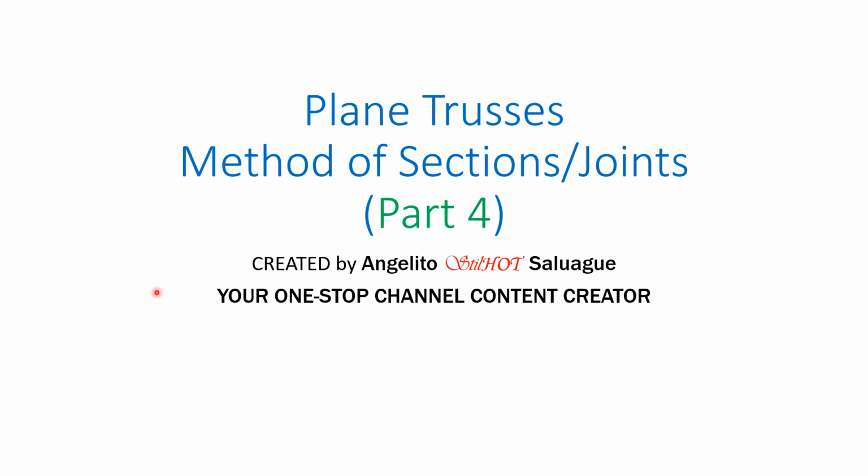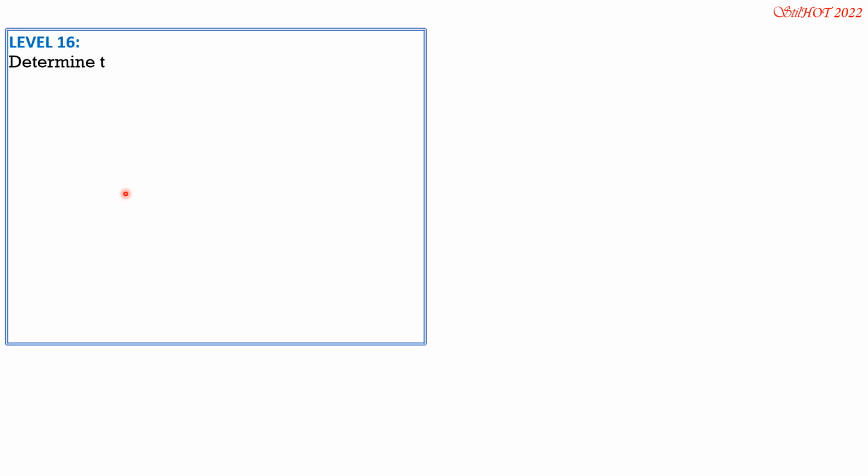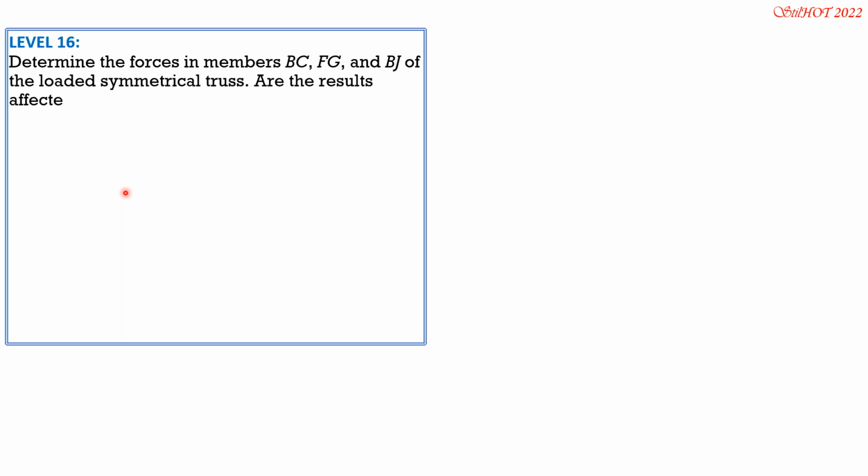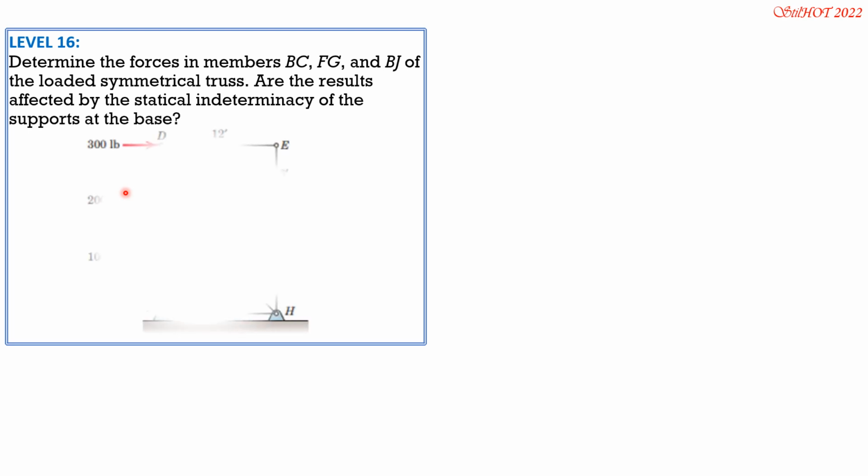Hello, future engineers. This is part 4 on plane trusses, and we apply combinations of method of sections and joints whenever deemed necessary. So determine the forces in members BC, FG, and BJ of the loaded symmetrical truss. Are the results affected by the statical indeterminacy of the supports at the base?